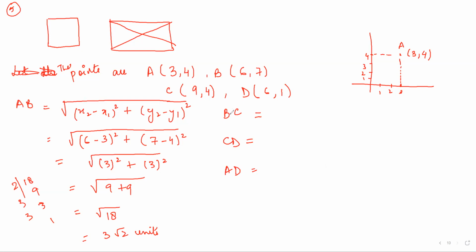Yes, Hamna. Ma'am, BC is 3 root 2 units. 3 root 2 units. Okay. Rida, what is CD? 3 root 2 units. Okay. Maria, what is AD? I'm doing it. Okay.